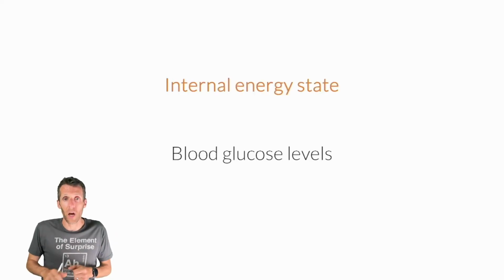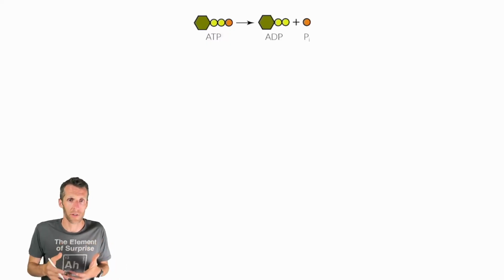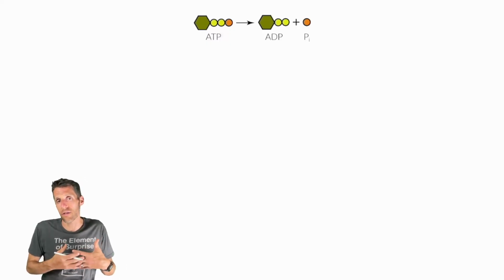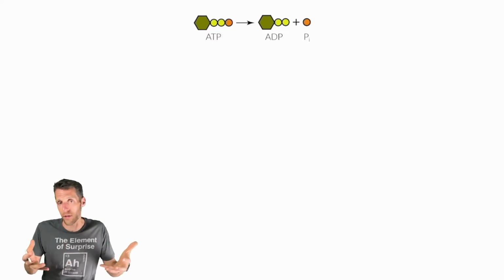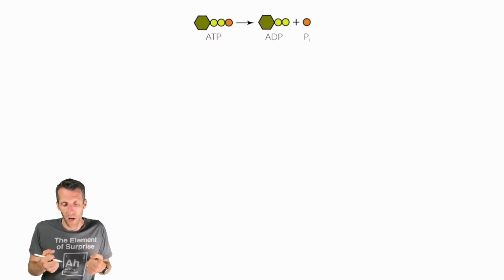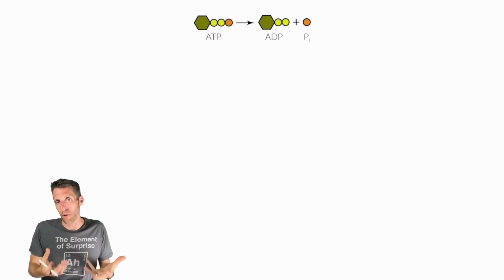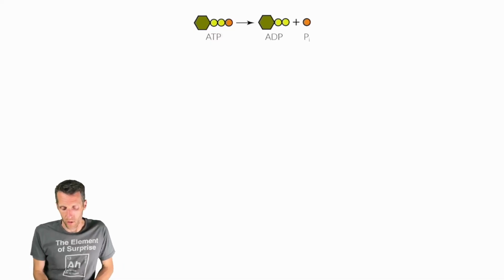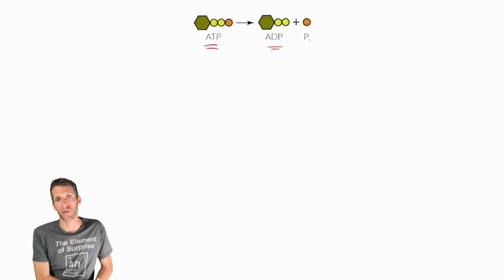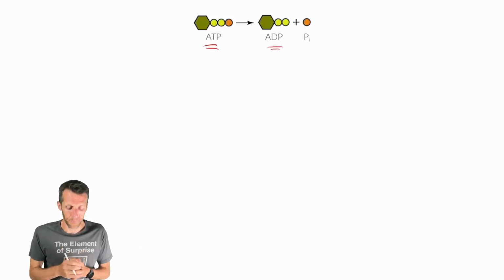All right, so let's talk about internal energy states. So we've talked about ATP being this important energy currency. And let's imagine for a second that you go out on a run, or you stand up quickly, or you start doing something where you're going to continue to sustain that activity. So what happens in your muscle cells is your ATP concentration starts to go down because you are converting ATP into ADP to cause your muscle fibers to contract, let's say.